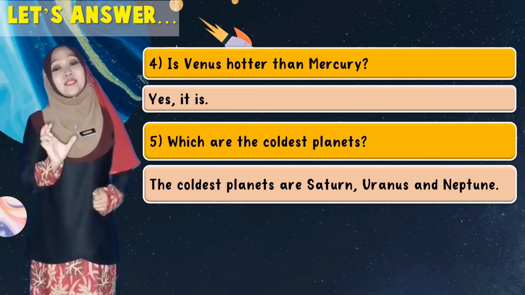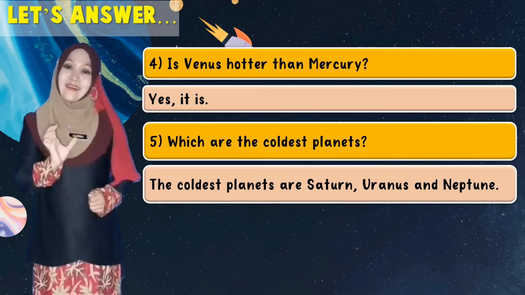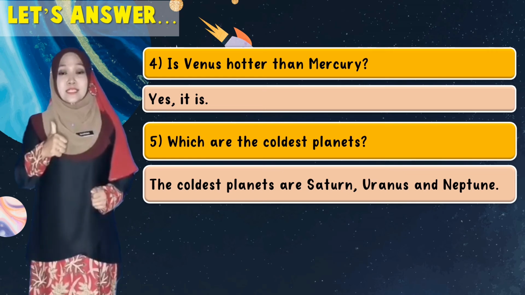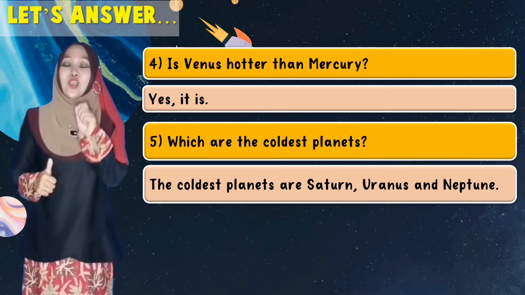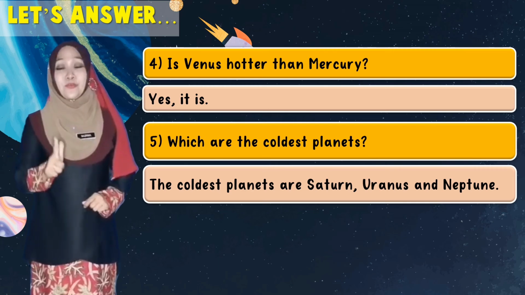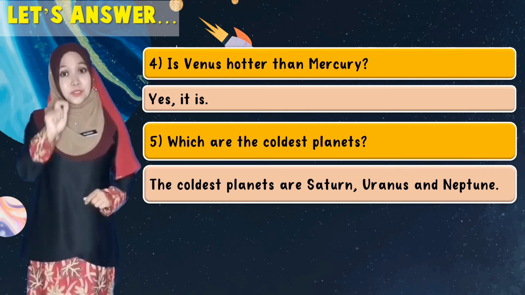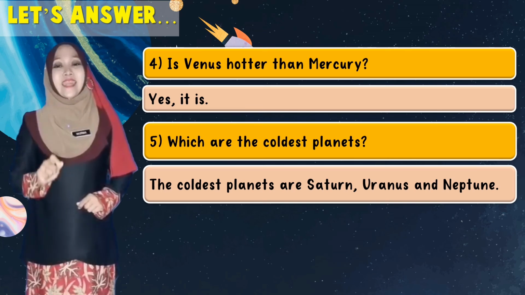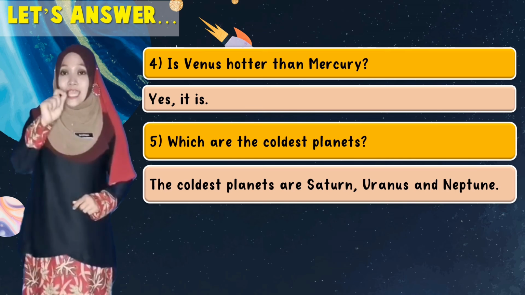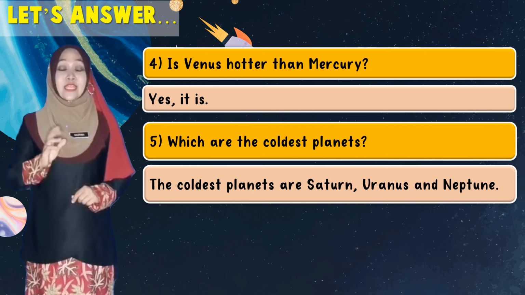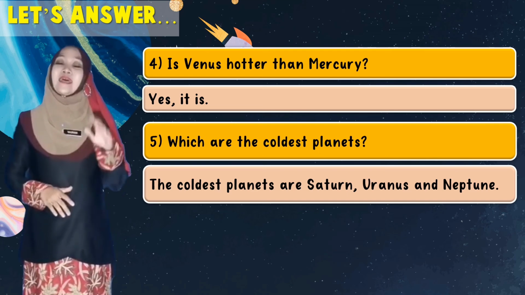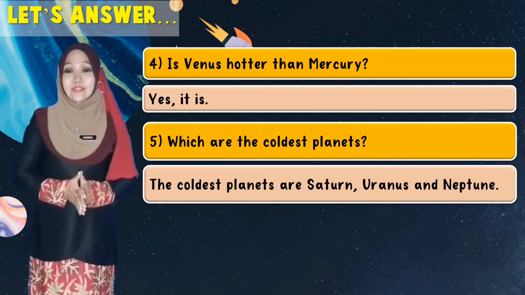The coldest planets are Saturn, capital S, because it is the name of the planet, comma, Uranus, capital U, because it is the name of the planet, and Neptune, capital N, for Neptune because it is the name of the planet. And then full stop at the end of the answer.